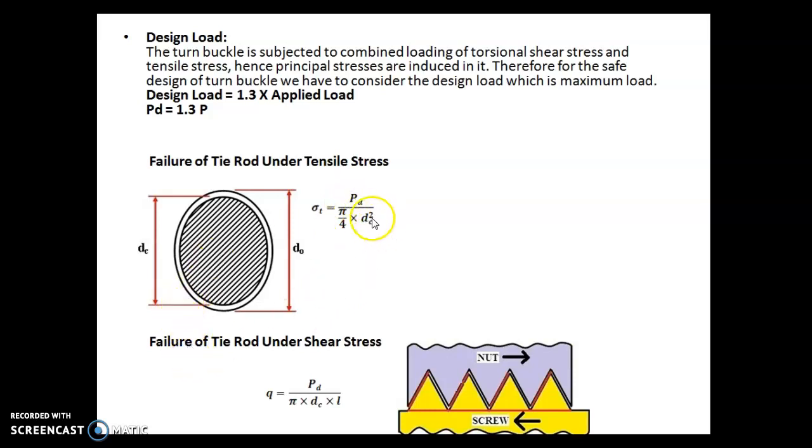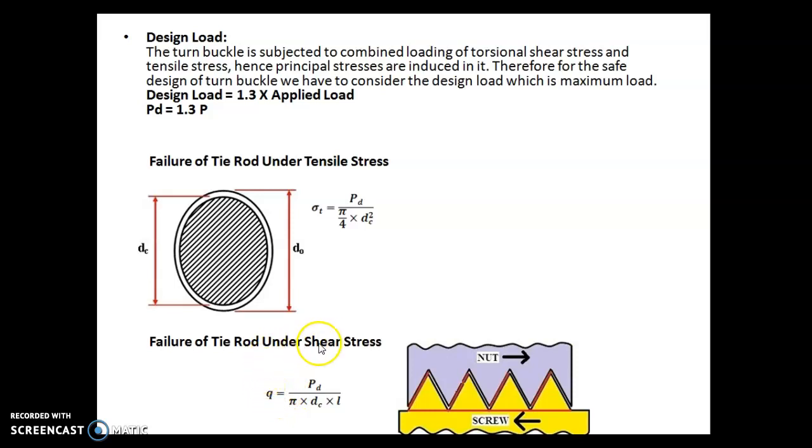Now the second step. From the first step we will get the value of dc, that is the value of core diameter of this rod. Now we will check the various stress values, and check whether the induced stress value is lower than the design stress value or not. If this induced stress value is higher than the design stress value, then we have to increase the parameters. The second step is failure of tie rod under shear stress. Now we know the value of dc.